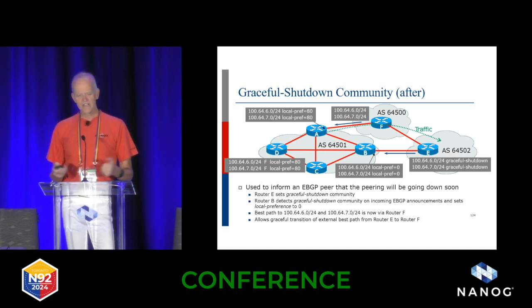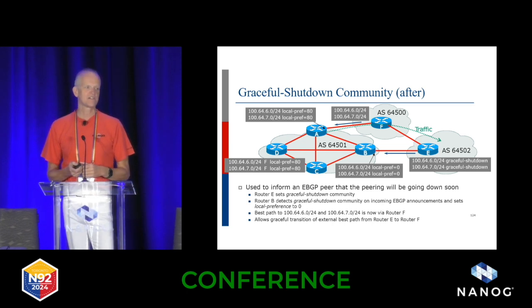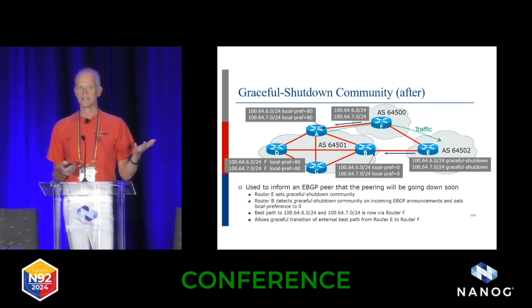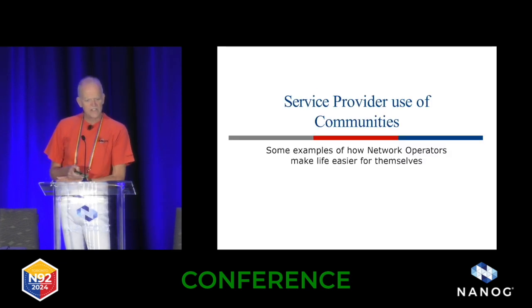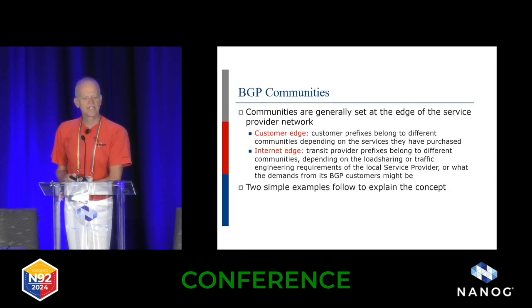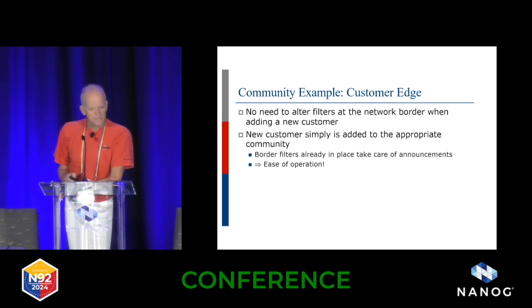So I really want to encourage folks to use graceful shutdown as much as possible, and advertise in your policy that you do support it, and that way we can just be a little bit more gentle on the internet infrastructure. What else? Oh, I've just got some community examples here. Let's see what they are.